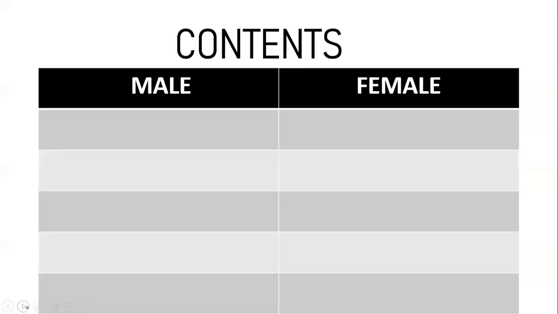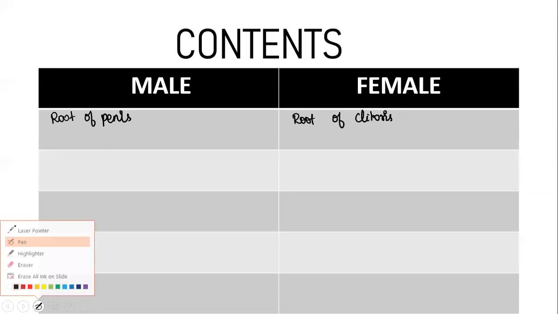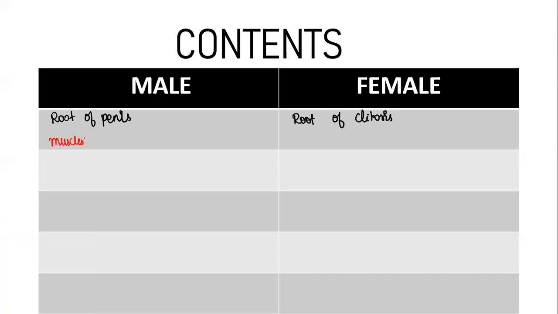So we are going to study the contents of the superficial perineal pouch. First, in the male, you will have the root of the penis. And here, in the female genitalia, you will have the root of the clitoris. Then I will have certain muscles, so we'll name the muscles. The muscles found are the same in both male and female. Only the names of the arteries and the genitals will change.